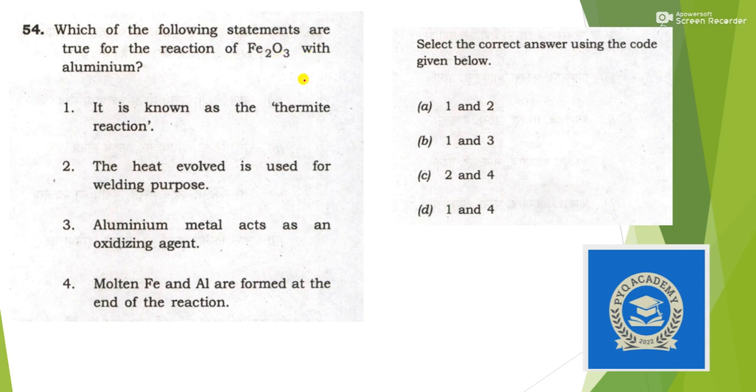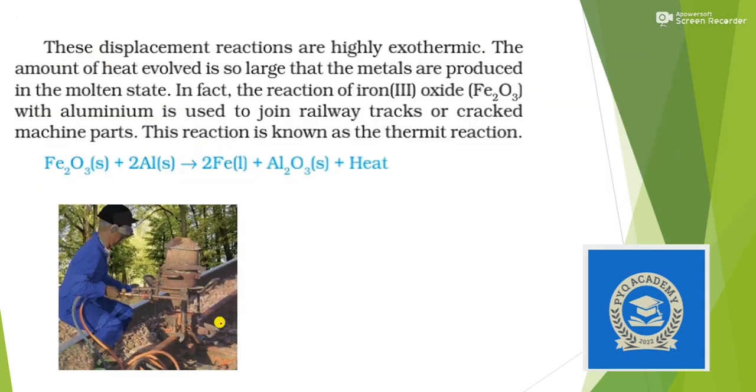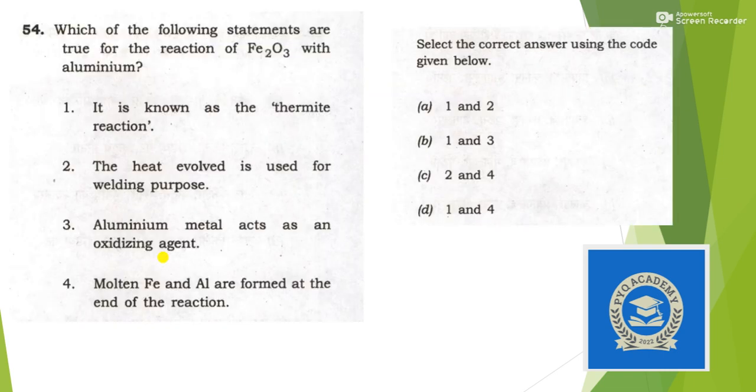Next, which of the following statements are true for the reaction of Fe2O3? Exactly a question taken from NCERT. You can see this image has been given in the chapter Metals and Non-metals, and this is thermite welding. And yes, it is a reaction of Fe2O3 with aluminum. So statement A is right. Heat evolved is used for welding purposes. Yes. Aluminum metal acts as an oxidizing agent?